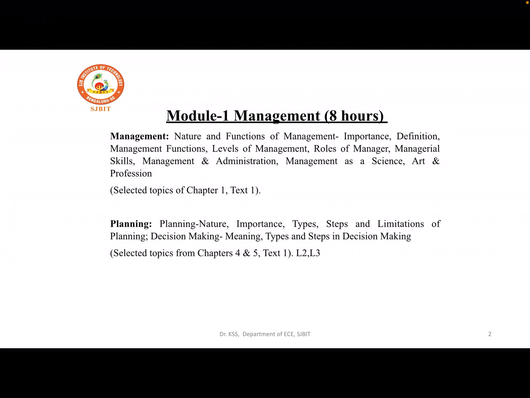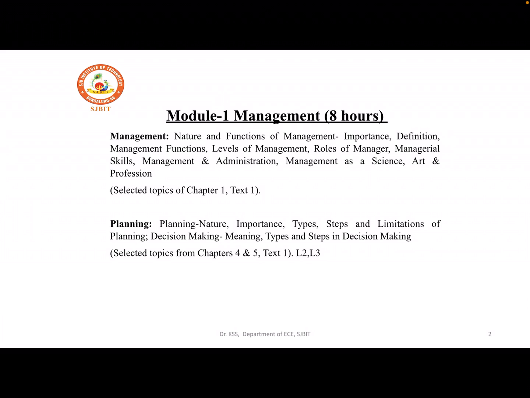Then in the same module, along with management, we will discuss planning. Planning is most important everywhere, not only in industries or in entrepreneurship. Even if you are a student, you should plan your studies properly. The nature of planning, importance of planning, types of planning, steps and limitations of planning, decision making.